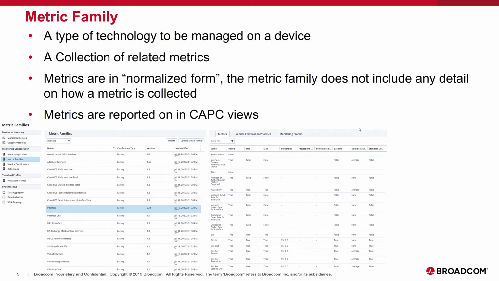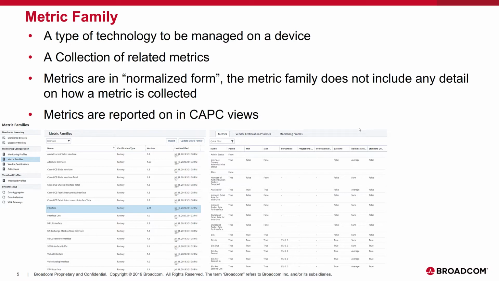The metric family essentially is a collection of your related metrics for a certain technology, technology being like CPU, memory, interface, right? So there's a whole bunch of metric families out of the box. If there's a new technology that you want to create, you could essentially go and create that collection of related metrics. And normally a metric family just contains a normalized form of the metric, right? It does not include any details as to how it's going to poll that data for that particular metric.